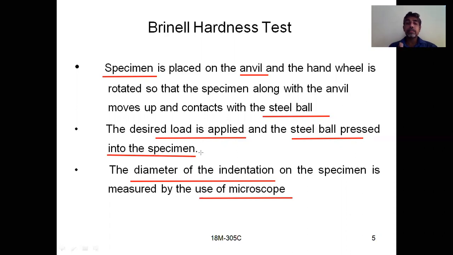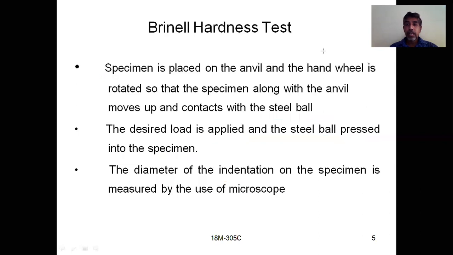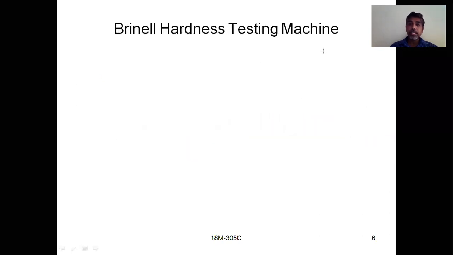The steel ball is pressed into the specimen, and you will get some indentation on the specimen. That indentation will have some diameter. That diameter cannot be measured normally, so by using a microscope, we can measure the diameter of the indentation. These are the first steps we have to follow in the Brinell hardness testing machine. And later, what we have to do? You have measured the diameter.